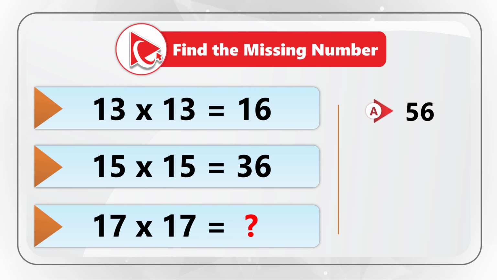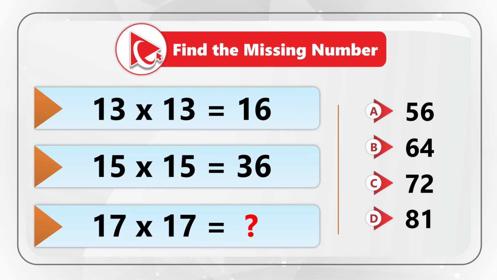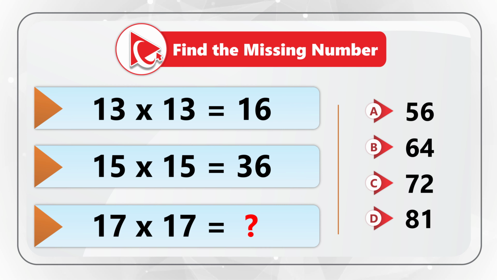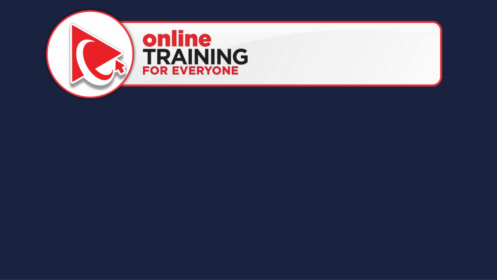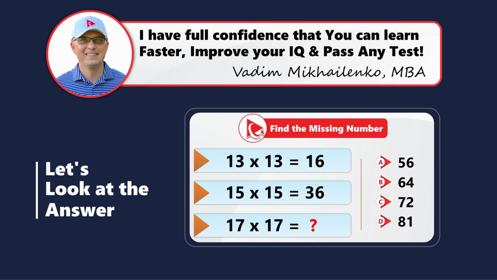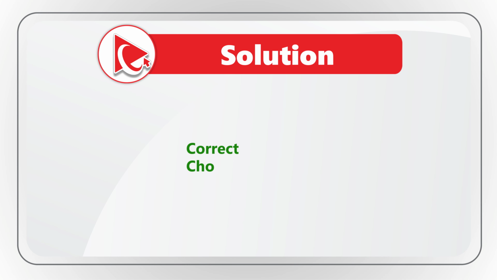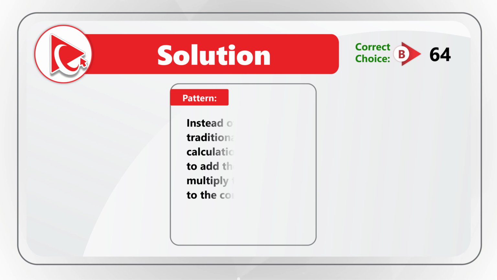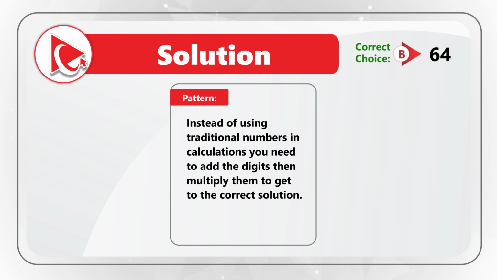Choice A, 56. Choice B, 64. Choice C, 72. And choice D, 81. Take a close look. Maybe pause this video to see if you can come up with the answer. Did you figure it out? The answer is so simple, so when you learn it, you'll be very surprised. Because the correct answer, choice B, 64, is calculated very easily. The pattern here is that instead of using traditional numbers in calculations, you need to add the digits and then multiply them to get to the correct solution.